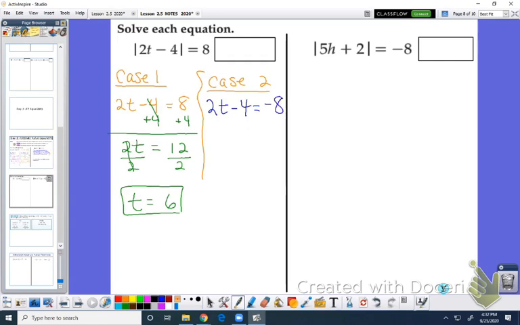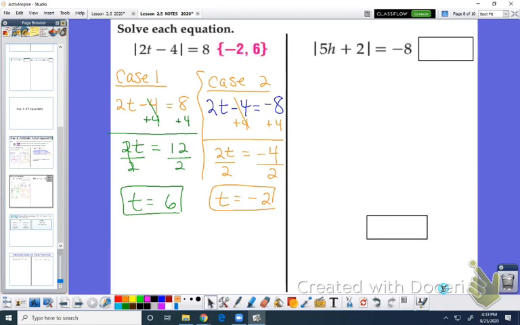So now we solve this equation. We are going to add 4. Those add up to 0, so now we have 2t equals negative 8 plus 4 is negative 4, and we're going to divide by 2, and t will equal negative 2. So our answers would be negative 2 and 6.